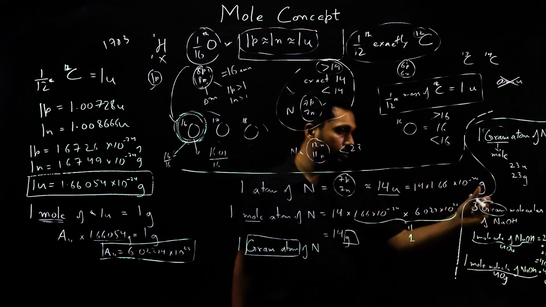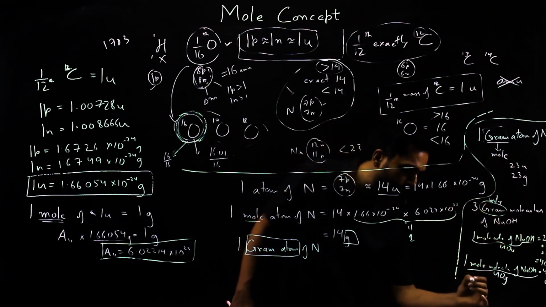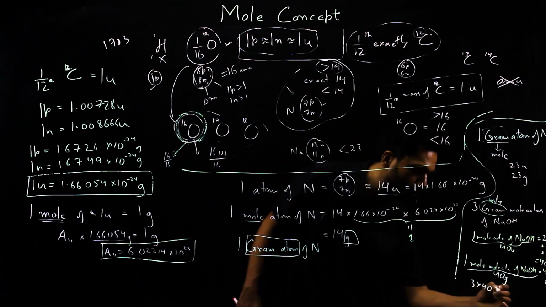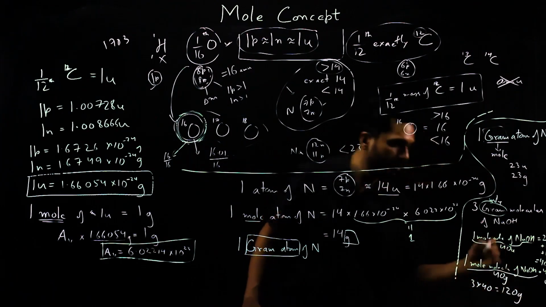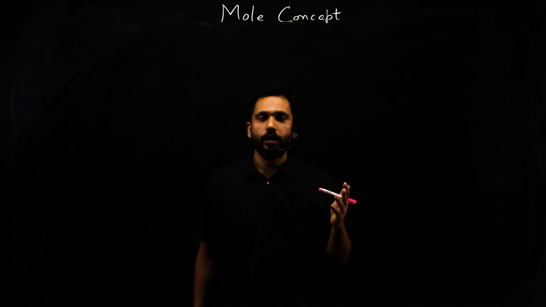So you have 3 moles of them. This is mole. So you have 3 moles of them. So it should weigh 3 into 40, which is 120 grams. Let's do some simple calculations based on what we have learned till now.